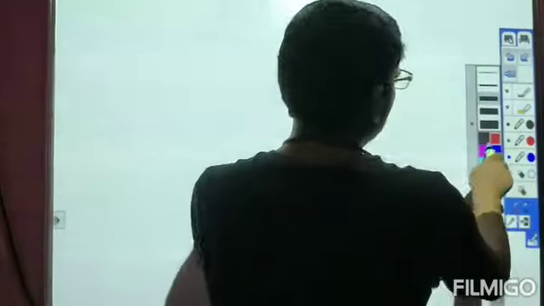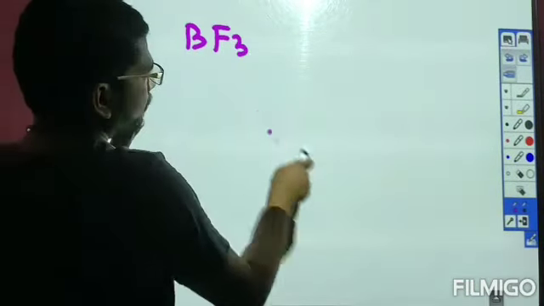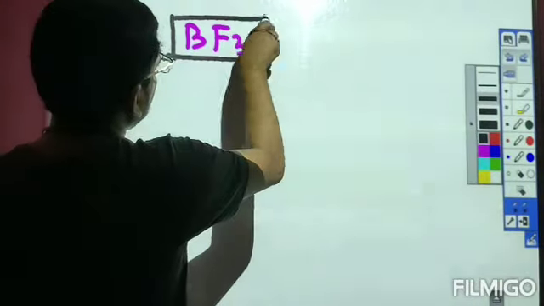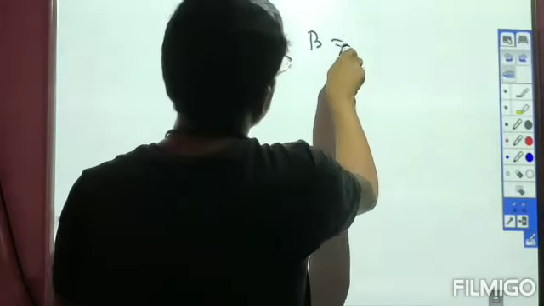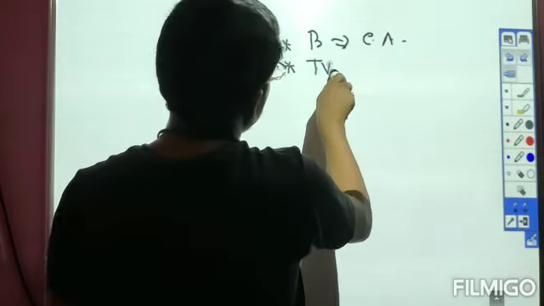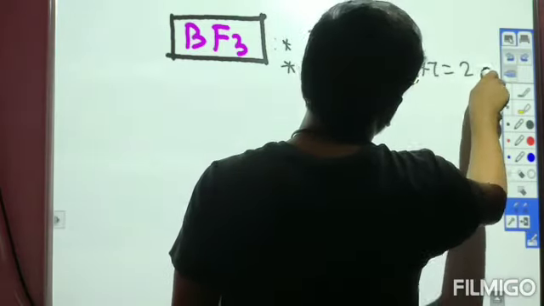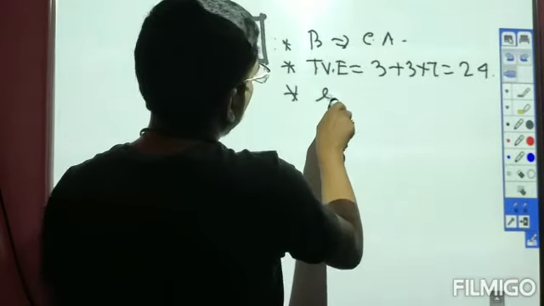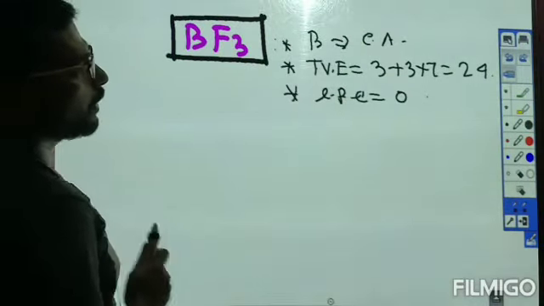Okay, let me show you the Lewis structure of say BF3. What will be the Lewis structure of BF3? Okay, boron central atom, total valence electron কত? 3 plus 3 multiplied by 7, that will give you 24. Lone pair of electron 0 because it is multiple of 8.